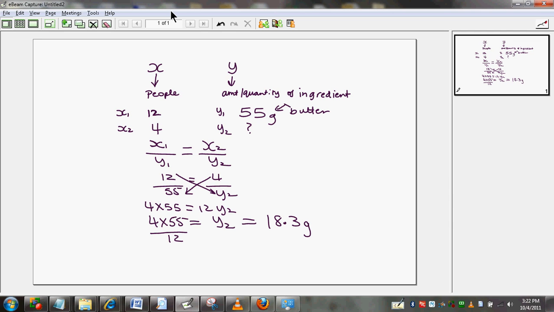Now, for each of the others, all we're going to do is recognize what is going to be consistent. The 4 is always going to be there. The 12 is always going to be there. It's just this quantity here that will be changing each time for each ingredient. So as you go down the line, you'll see 110 grams of caster sugar. So you'll just put 110 where the 55 was, and you work that out. And you keep doing that for each ingredient and you'll get the answer.